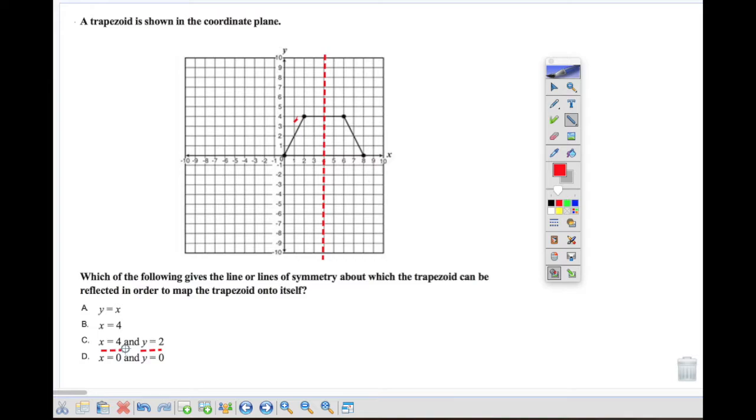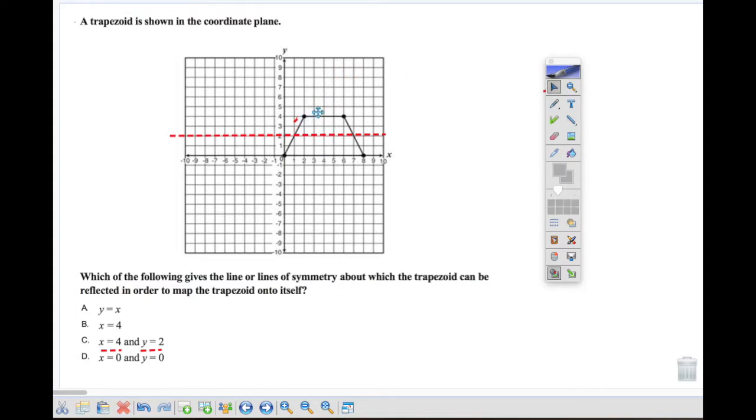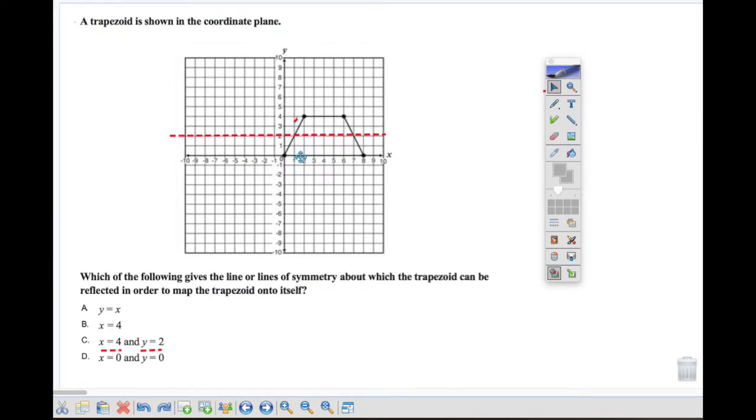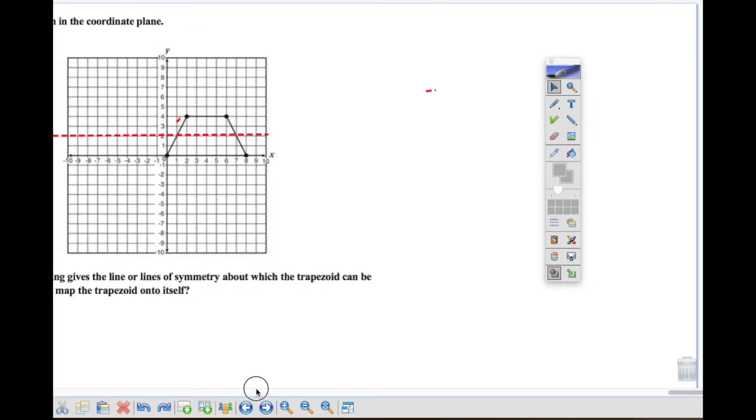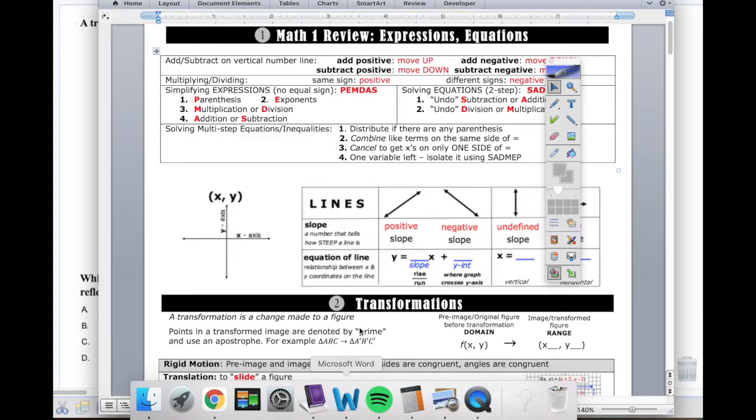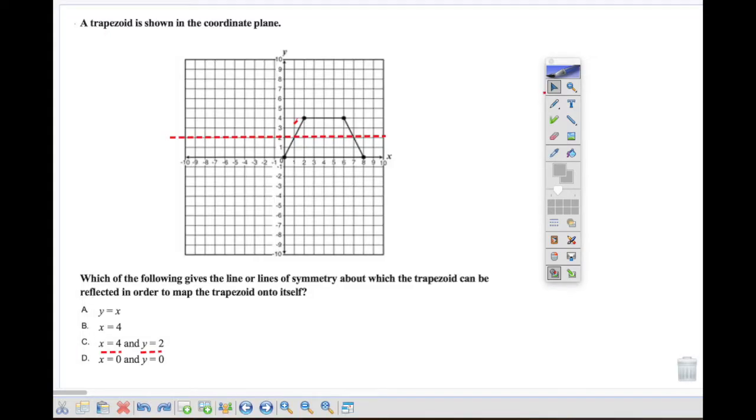What does the line y equals 2 look like? Y equals 2 would be this line right here. Okay, and does that split it completely in half? No, those aren't the same. X equals 0 and y equals 0 would be the axes, and that is not reflectional symmetry. So again, it is very important that you know your lines, that you know your horizontal and vertical lines, and positive and negative slope lines.